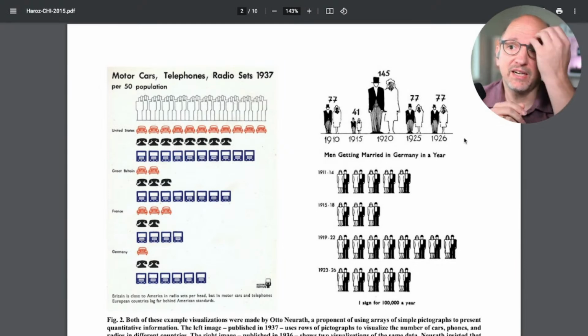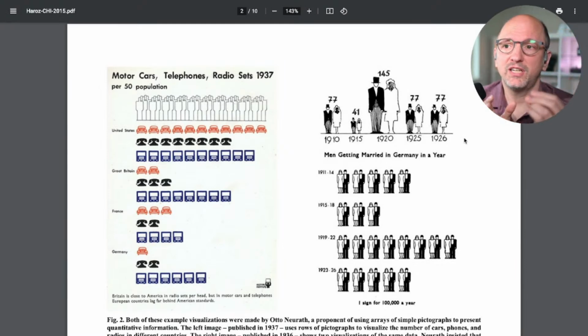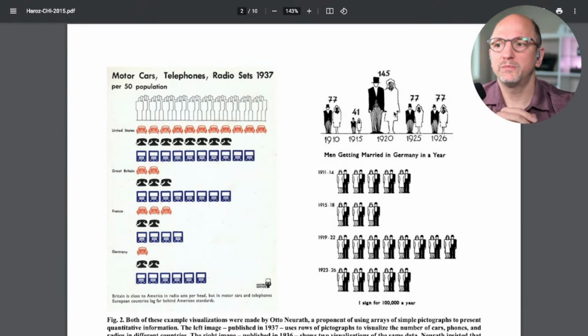So the idea behind unit charts is that if you want to have images in your charts, and we'll get into why you would do that in a moment, but if you do that and you scale your images, then you get this problem. This is from a very old book by Otto Neurath, basically arguing why you want to do unit charts rather than scaling, because this is the number of marriages in the 1910s and 1920s in Germany.